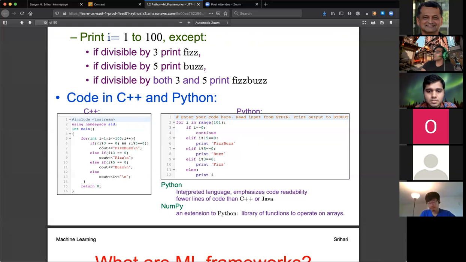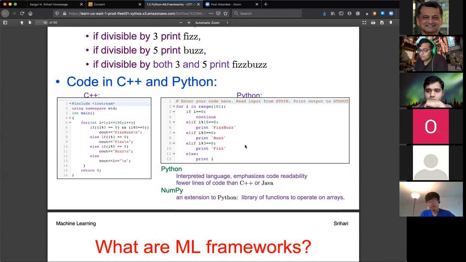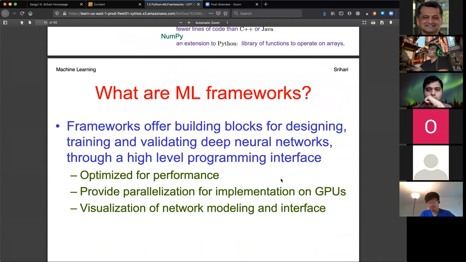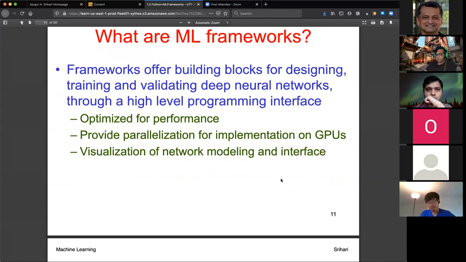And so we say Python is an interpreted language, emphasizes code readability, fewer lines of code than C++ or Java. So these are some arguments as to why Python is so popular in these domains. And then NumPy is an extension of Python, a library of functions to operate on arrays. And then there are all these machine learning frameworks which offer building blocks for designing, training, and validating deep neural networks.